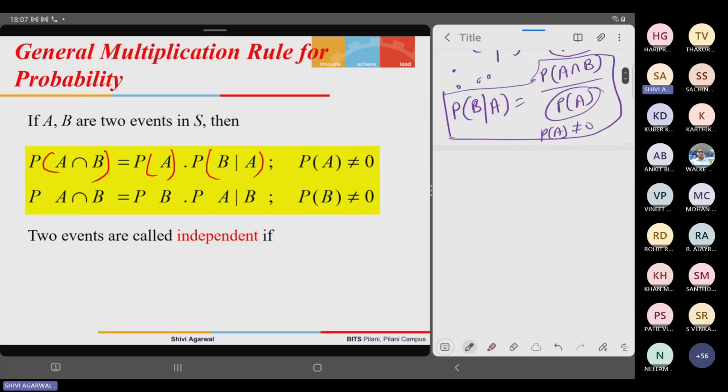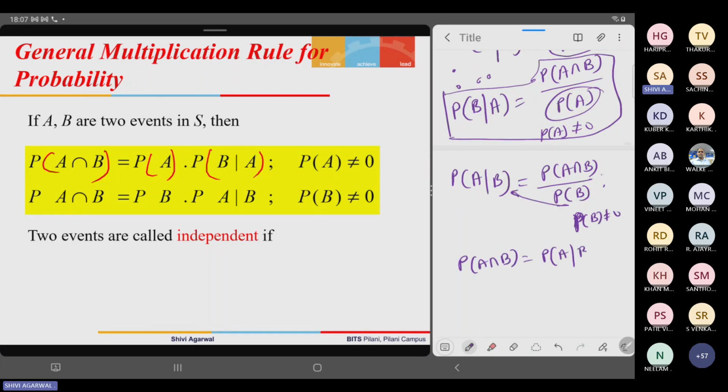So this is the formula here: probability of A intersection B upon probability of B. We are given that probability of B is not equal to 0, and we multiplied it here. So probability of A intersection B is given as probability of A given B multiplied by probability of B, where the probability of B is not equal to 0. So this is the second condition which I mentioned here.